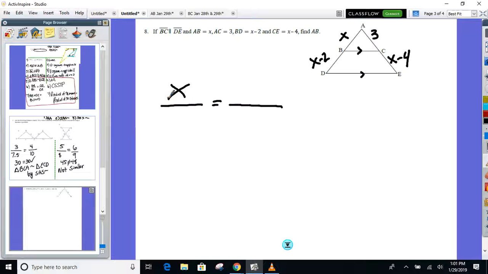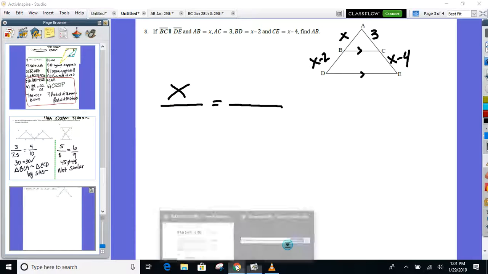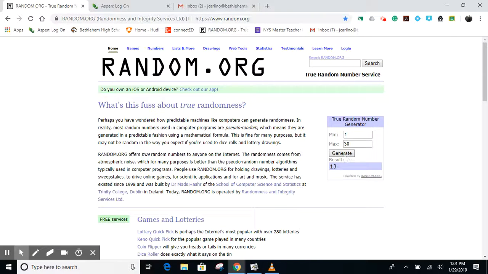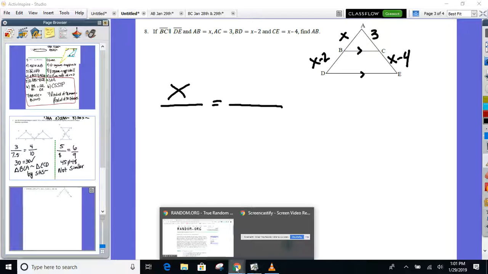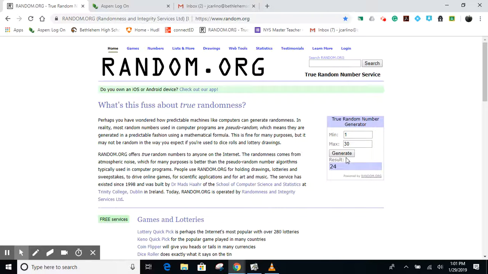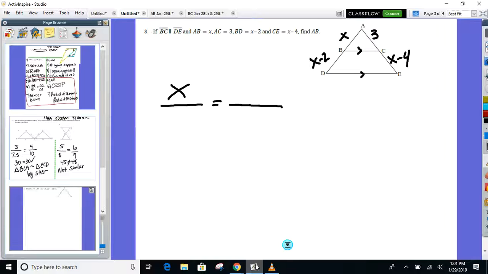Just name the side that corresponds with AB. Perfect. How about 24? Nope. 7, there we go. Name the side that corresponds with AB. AD, can you tell me the length of AD by combining those two sides? Everyone all right? X over 2x minus 2, how they correspond up here.